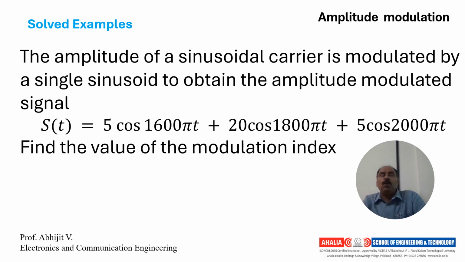How many of you have solved this problem? The output signal is given to you and you are asked to find out the value of modulation index. Very easy, very simple problem. So this S of t is given to you. S of t means the output signal after amplitude modulation: 5 cos 1600 pi t plus 20 cos 1800 pi t plus 5 cos 2000 pi t. This is the output signal after amplitude modulation. You are asked to find out to what extent it is being modulated, or what is the value of modulation index. How many of you have done it?